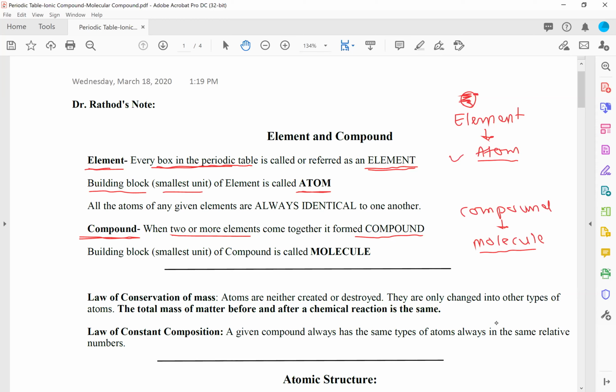Again, atoms and molecules are something we cannot visually see. They are very, very small and tiny. Does this make sense, everybody? Yes. Right, so this was the theoretical part.